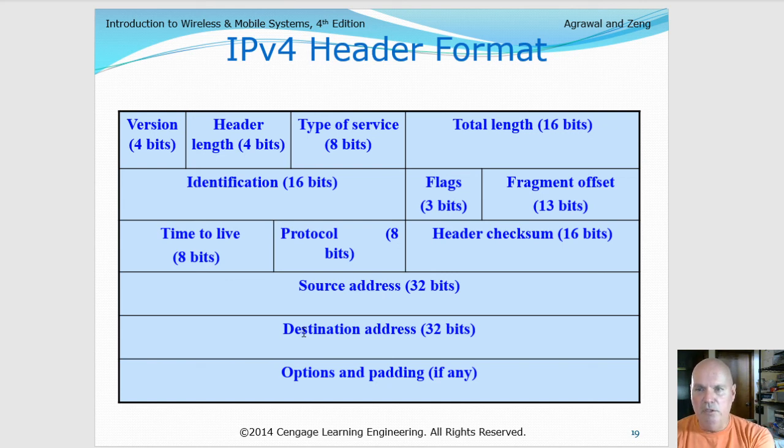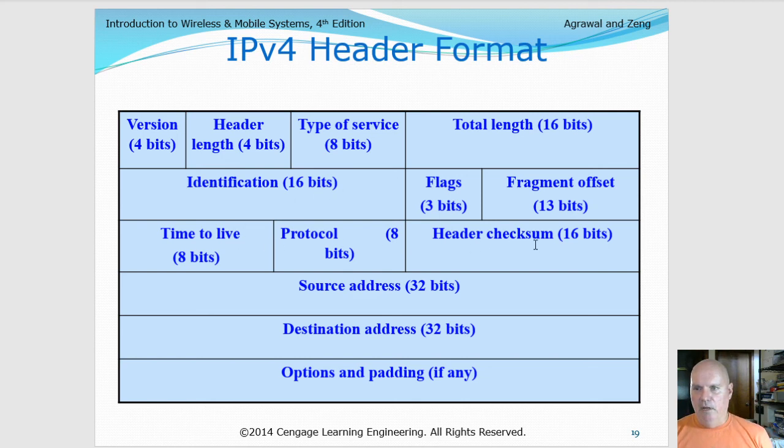So this is the IP version 4 header. There's a version number here, and that would be 4 for IP version 4. And then the next 4 bits is the header length in bytes. There's another field here that's the total length of the packet, which is up to 16 bits.